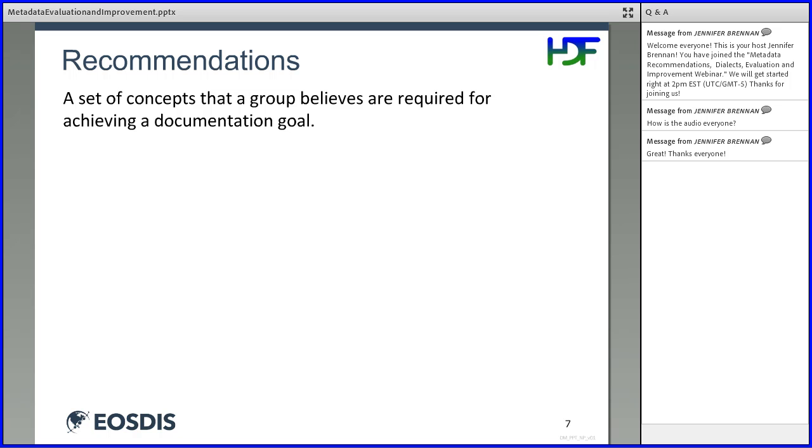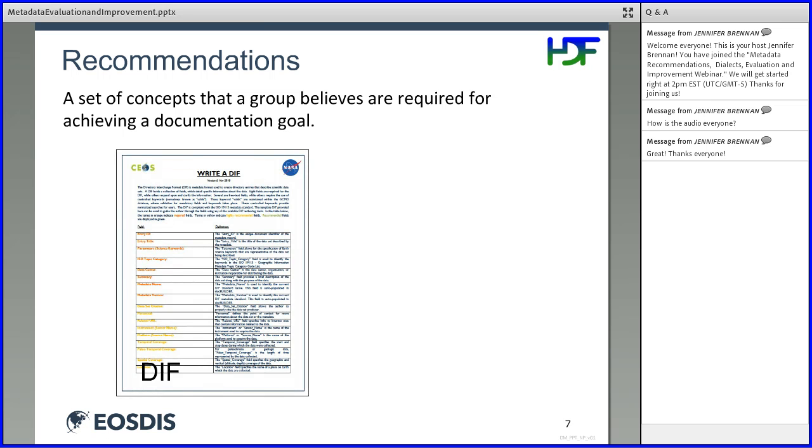Once again, the definition of recommendations: a set of concepts that a group believes are required for achieving a documentation goal. So this is a screenshot of a document generated by GCMD, the Global Change Master Directory, which I'm sure many of you are familiar with. And the important thing about this picture is you can see two different colors of text. And if we looked at the next page of this document, we'd actually see three different colors of text.